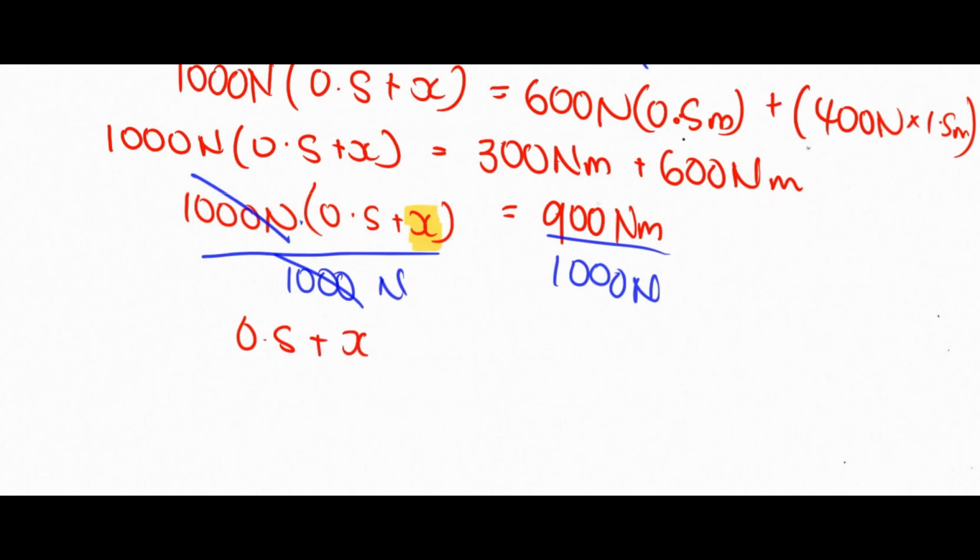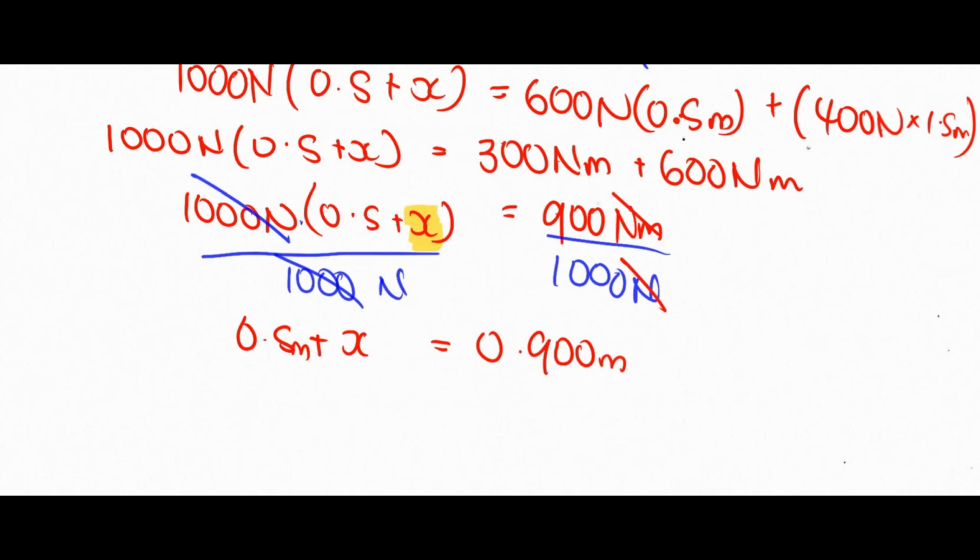0.5 plus x is equal to 900 newton meters divided by 1000 newtons. And this here would be in meters, so 0.5 meters. And the newtons here would cancel the newtons here, so I can take this out of my equation. So I'm left with 0.900, which is 0.9. Yeah, correct.